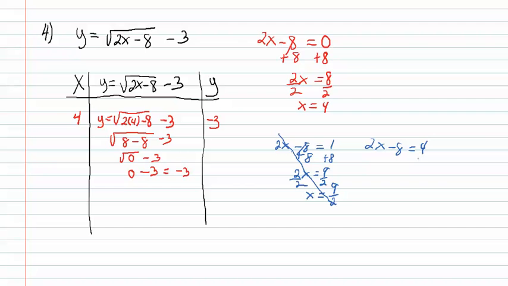We'll put 4 on the side because we want to get the inside of our square root to be square root of 4. So add 8 to both sides. So now I have 2x is equal to 12. Divide by 2, divide by 2. X is going to be equal to 6. Alright, that's our next one. So let's put 6 as our x.